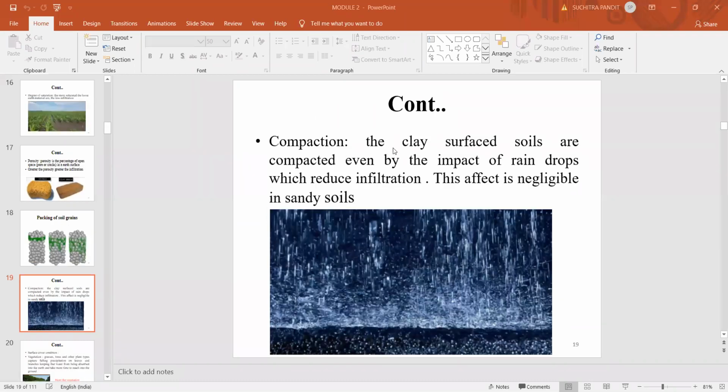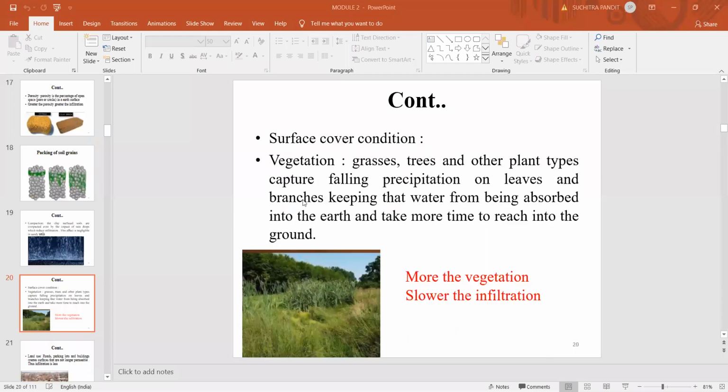Next, compaction. The clay surface soils are compacted even by the impact of the raindrop, which reduces the infiltration. If the top layer of the soil is clay, then the rate of infiltration will be less. This effect is negligible in sandy soil, because sandy soil is porous in nature, so you have more infiltration.